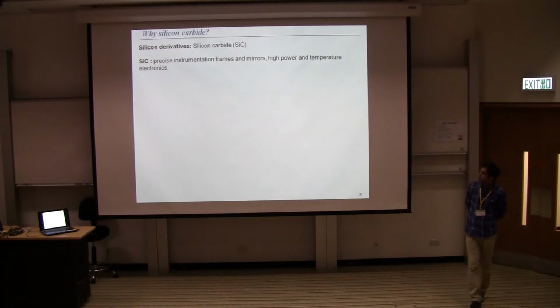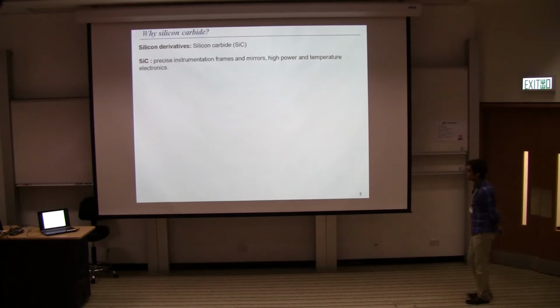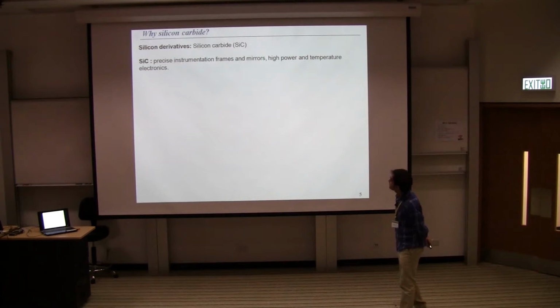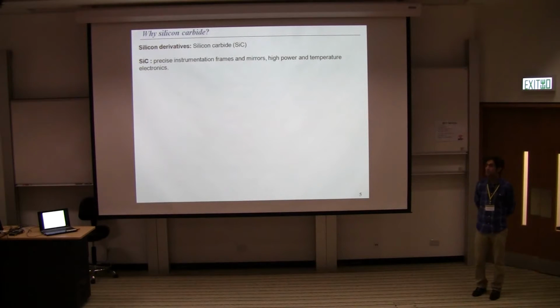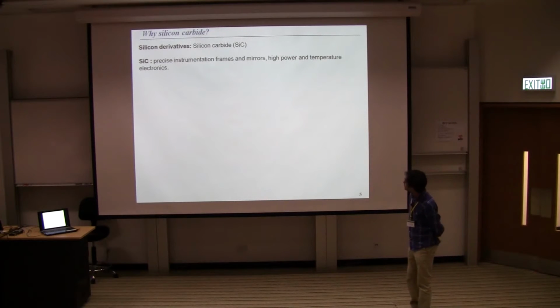But in order to benefit from the enormous knowledge we have from silicon IC technology, attention is first directed to the silicon derivative, silicon carbide, which is now used in precise instrumental frames and mirrors, and, because of a large electronic band gap, in high power and high temperature electronics.